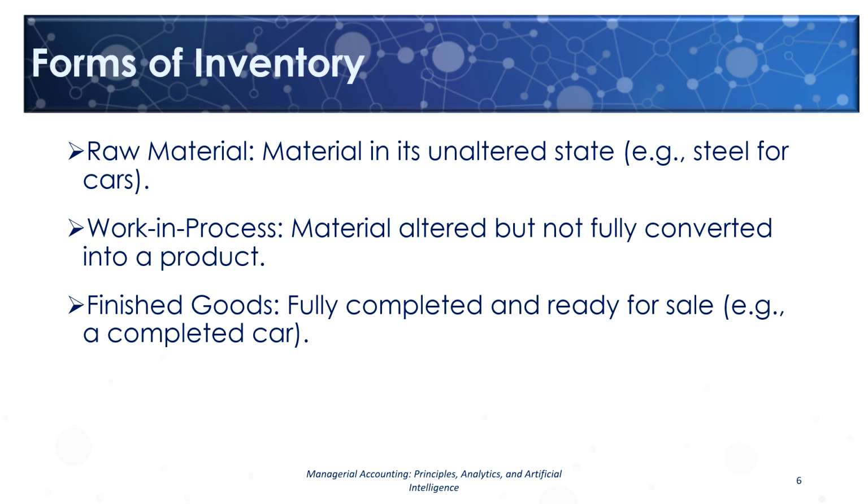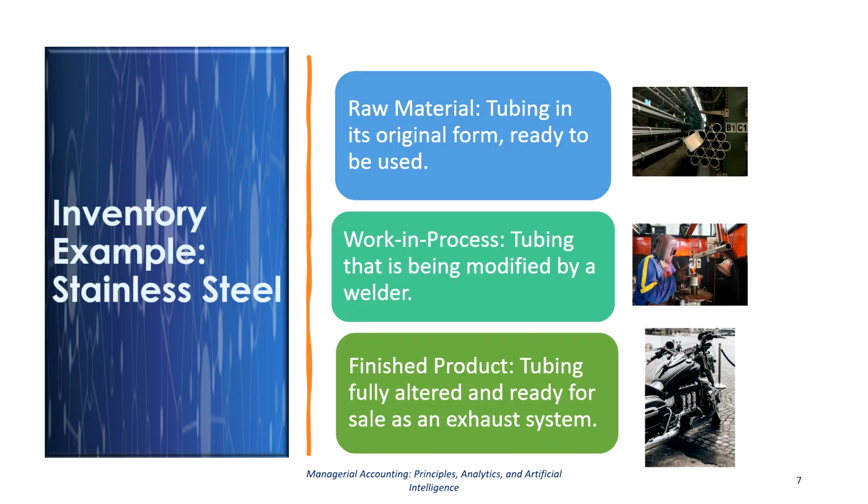Now we introduce three forms of inventory that manufacturing companies use. Raw material is material in its unaltered state, such as steel for cars. Work in process inventory is material that has been altered, but is not yet a finished product. Finished goods inventory is a fully completed product that is ready for sale. Make sure to write down the three forms of inventory: raw material, work in process, and finished goods.